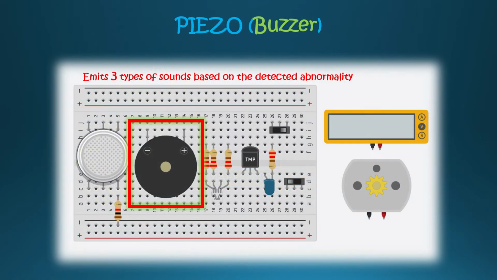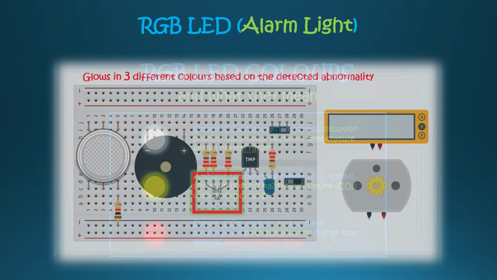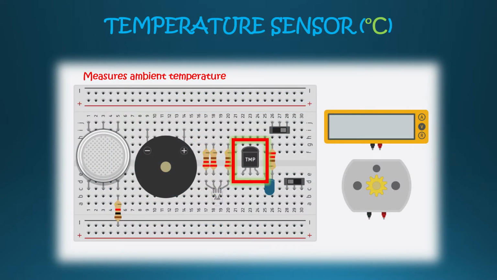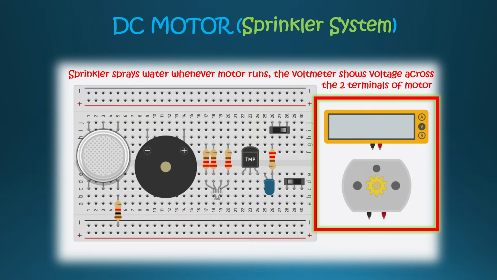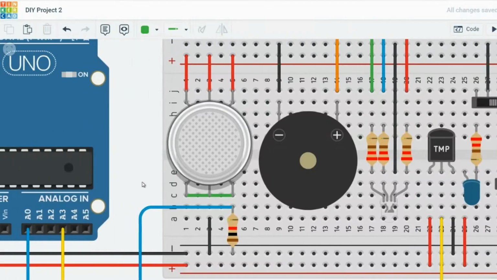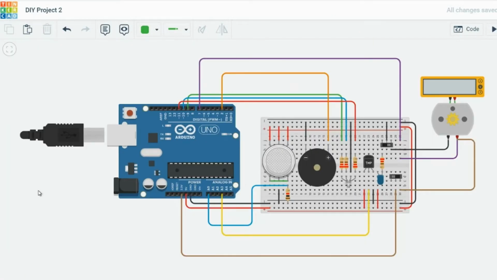Next is the piezo or the buzzer that emits different sounds depending on the detected hazard. An RGB LED that glows a different color for each situation, 3 possible cases, 3 different colors. The temperature sensor, a DC motor which in real life will be connected to a sprinkler system, and manual controls of the sprinkler system. This is how everything looks like once the connections are properly made.